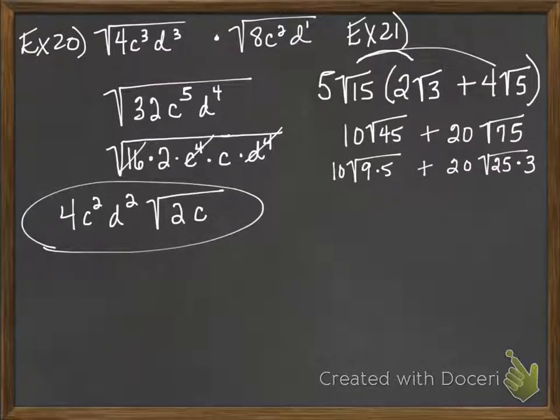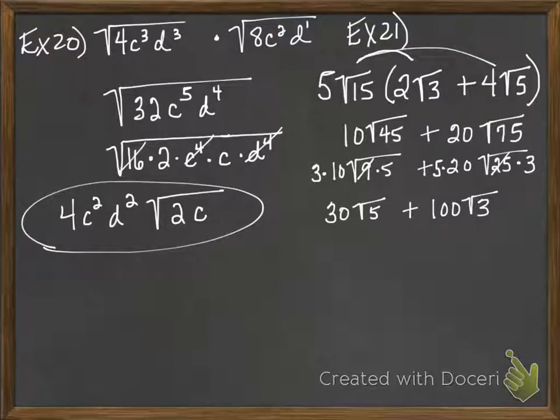So we're going to take the square root of 9, which is 3. 3 comes out. There's already a number outside. Those numbers get multiplied together. So that gives me 30 square root of 5. The square root of 25 is 5. 5 comes out. There's already a number on the outside. Those numbers get multiplied together. 5 times 20 is 100. And 3 is left underneath the square root.